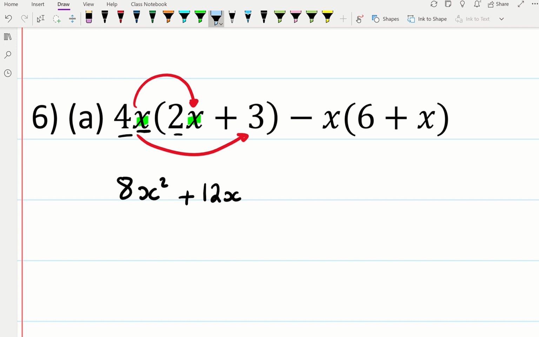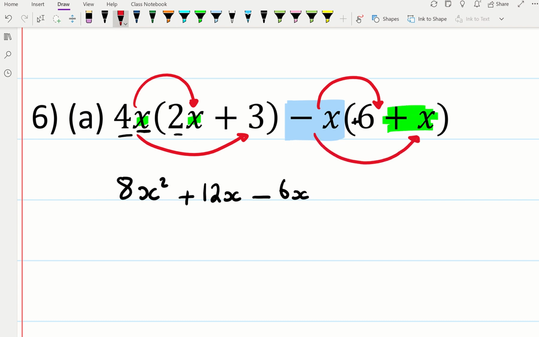Now I have a negative x. And this negative x has to be multiplied by what's in the bracket that comes after. Negative x times 6 is negative 6x. It's negative because this is a positive. Negative times positive gives a negative. And then this is a positive x. So I've got negative x times positive x is a negative x squared.